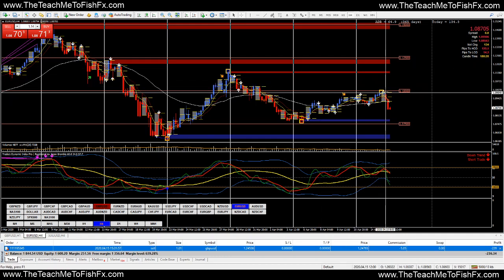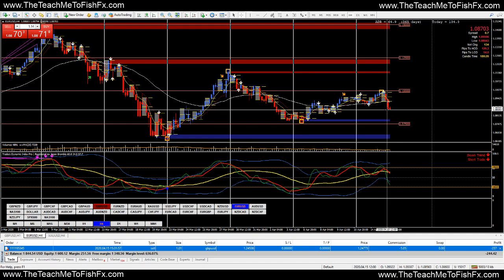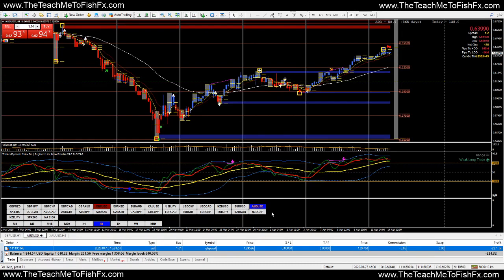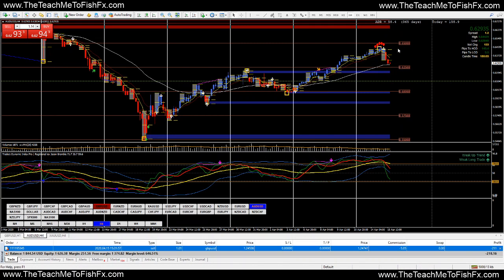I was not thinking about the US pairs, majors, if you will. Could have got in here. Currently would have been in deficit 13 pips. Waiting to see how far that was going to drop. Aussie USD, same thing. Nice setup.